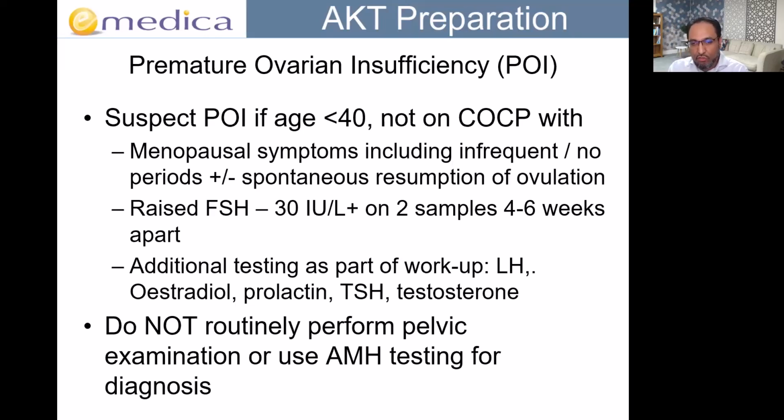So initially, you'd look at FSH. So if it's 30 and above on 2 samples taken 4 to 6 weeks apart, then you'd think I'd do a full workup. And that will include things like luteinizing hormone, estradiol, prolactin, thyroid stimulating hormone, testosterone. What the guideline specifically says not to routinely do is not to do a pelvic exam and not to use AMH testing to diagnose.